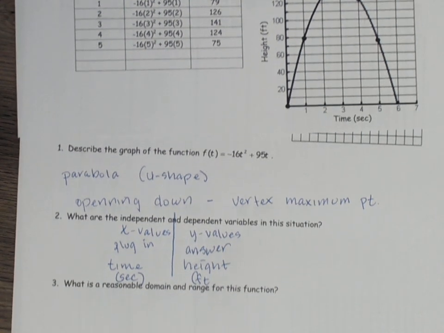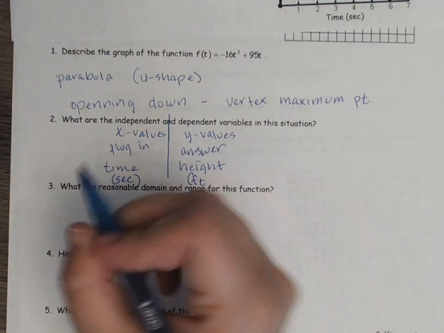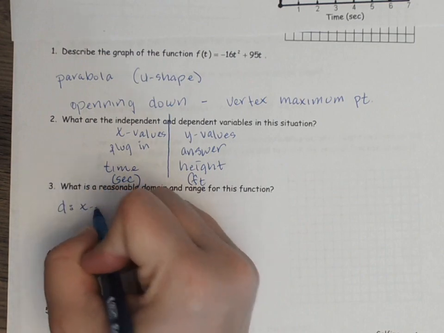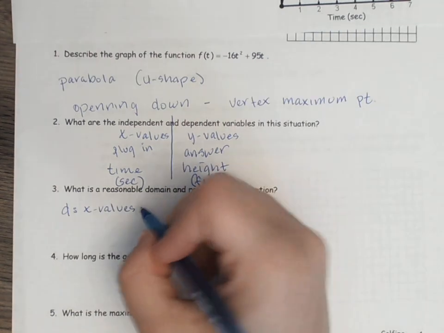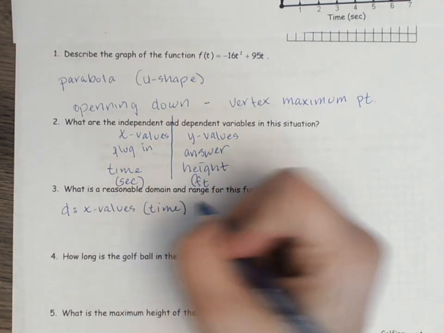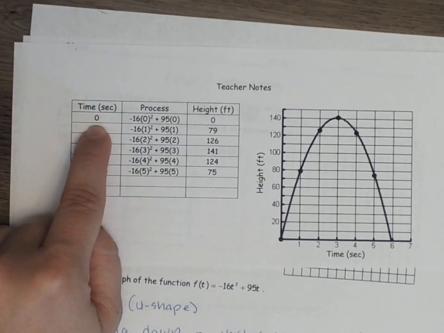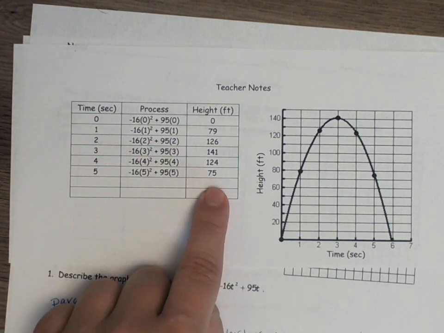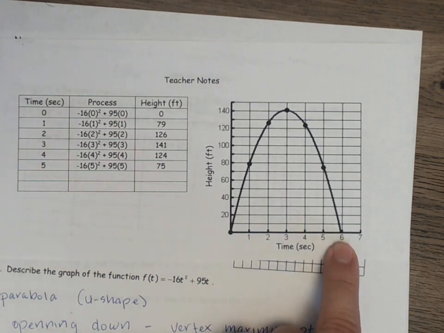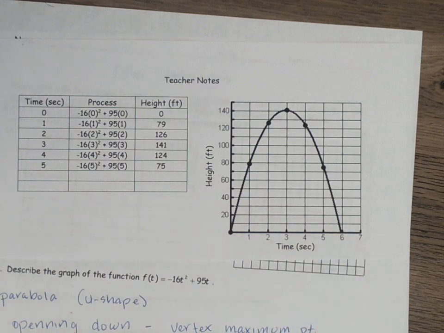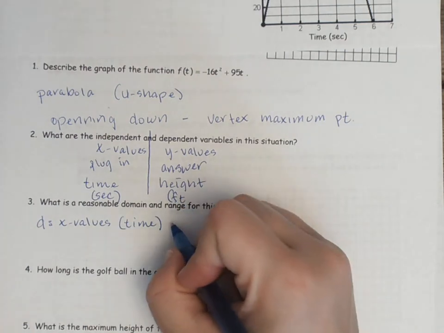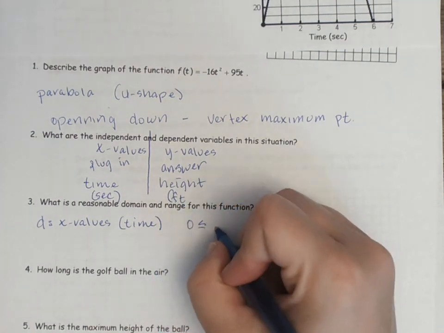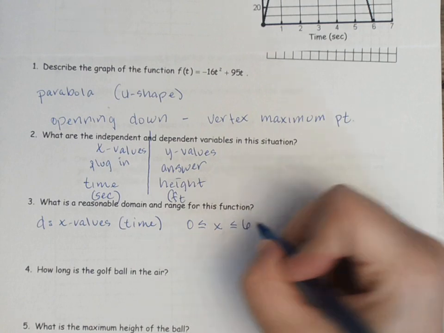Next, it wants to know what a reasonable domain and range is. And because we're talking about domain, or our x values, which we just said was time, we know that our time is going to be dependent on not being negative, right? We can't go negative in time. And then it's going to stop when we said that the height hits the ground, okay? And so if we look over here at our table, the height of the ball is back at 0 or back at the ground somewhere around 6 seconds. So a reasonable domain is going to be from 0 is less than or equal to x is less than or equal to 6.